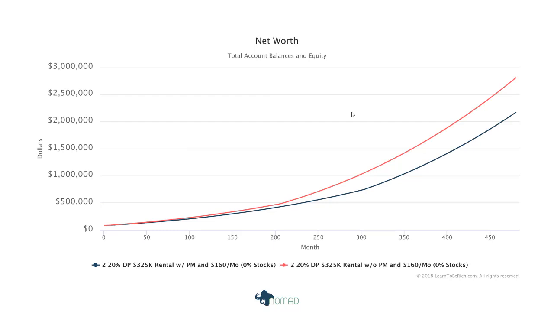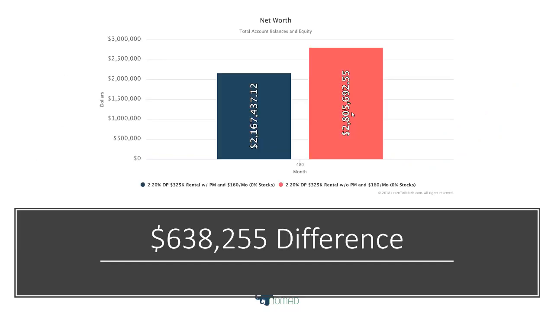Okay? Net worth. So if you actually hire the property manager, your net worth is right here, 2.2 something. And if you actually don't hire one, it's right here, which is almost 3 million, 2.8 or something. So 2.167 versus 2.8. That's a difference of $638,255 for hiring a property manager versus not hiring a property manager with 2 properties. Okay?